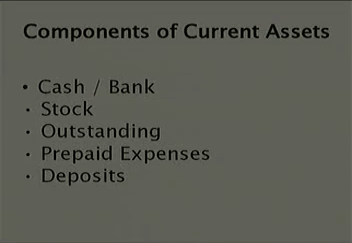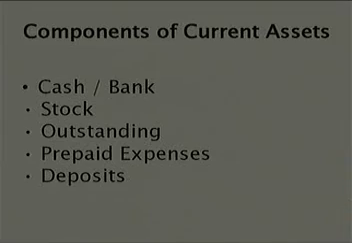Then you have prepaid expenses. For example, you might have ordered some material and you might have paid advance to your vendor. So, these are called prepaid expenses. This is also part of your current assets. Then different deposits that you make, those are also part of your current assets.